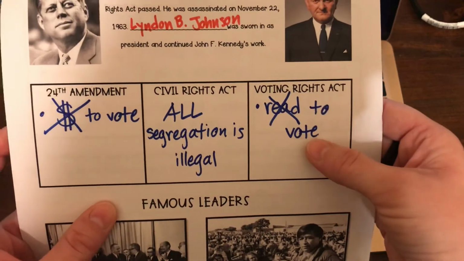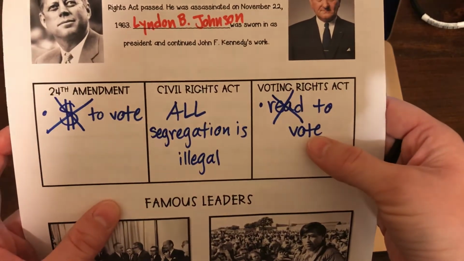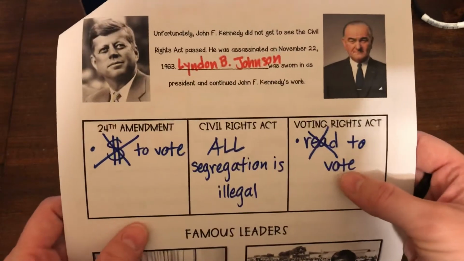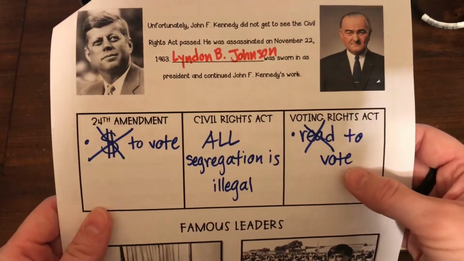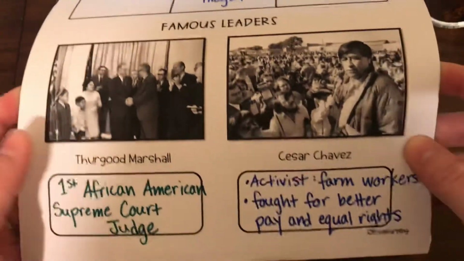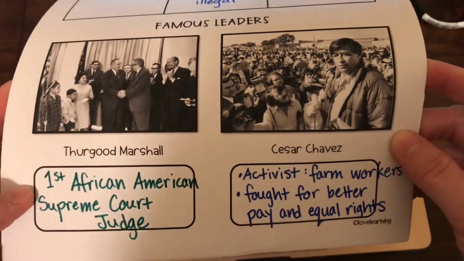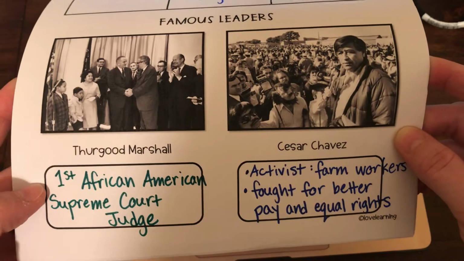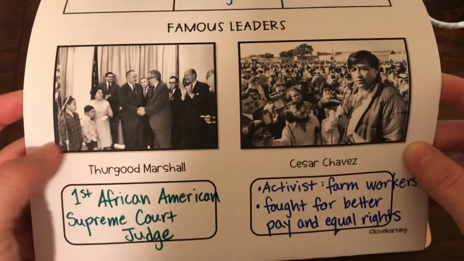You didn't have to read to vote. You didn't have to pass a literacy test. Any person that's a citizen of the United States could vote for their choice in elections. So this affected a lot of people. We saw Thurgood Marshall here, the first African American Supreme Court judge, appointed by President Johnson.